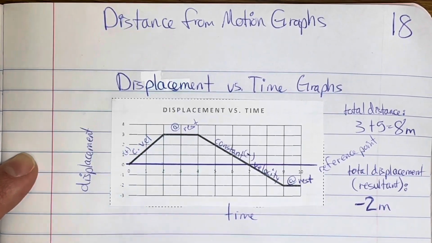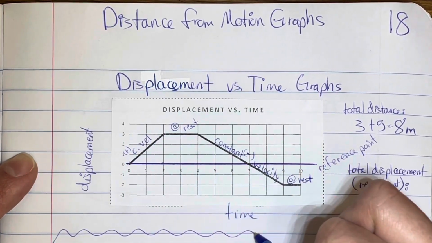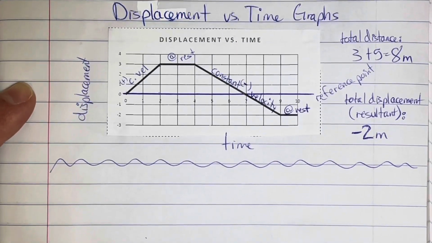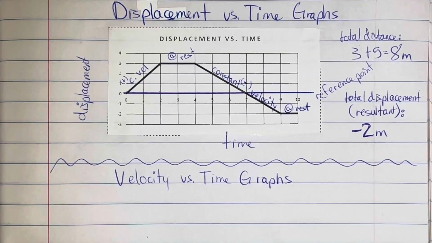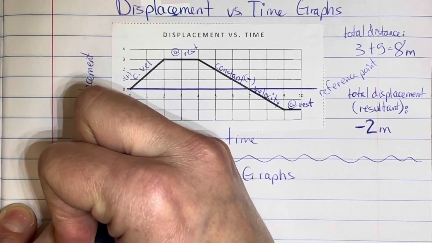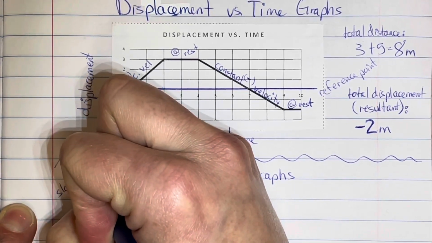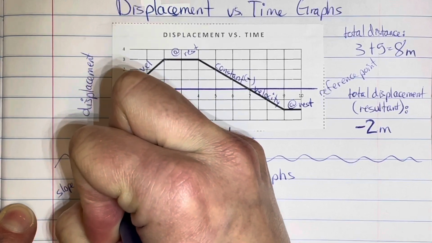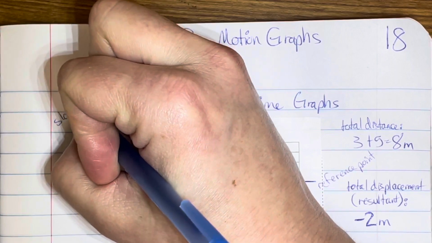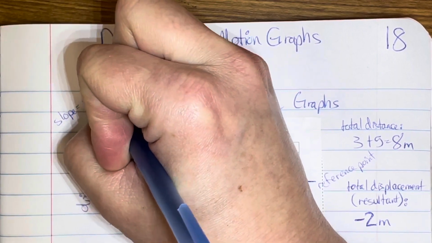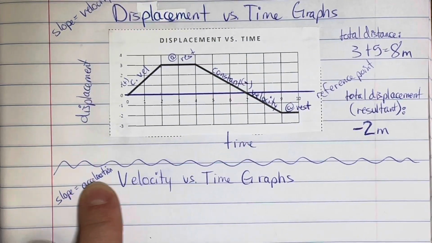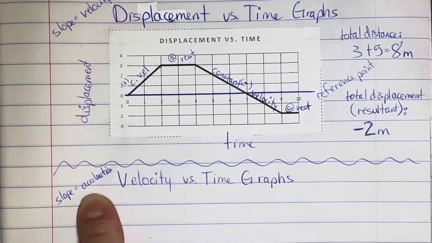Okay, gonna do a little squiggly line here, because now we're going to change mode and change graphs. We are now going to change and do velocity versus time graphs. So in a velocity versus time graph, the slope tells us the acceleration, whereas in the displacement versus time graph, the slope was telling us the velocity. Okay, so you have to kind of reorient yourself: we're dealing with velocity versus time graphs, the slope is the acceleration.